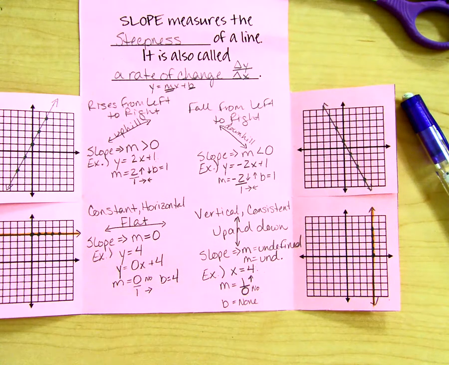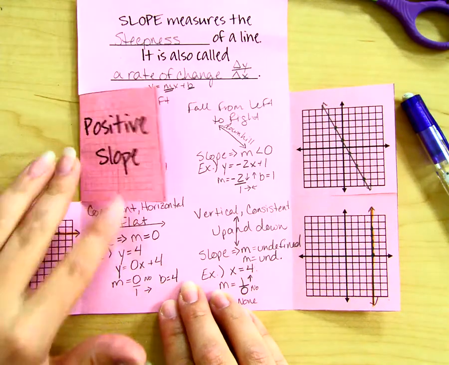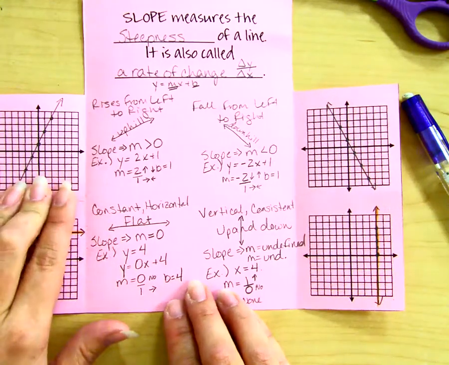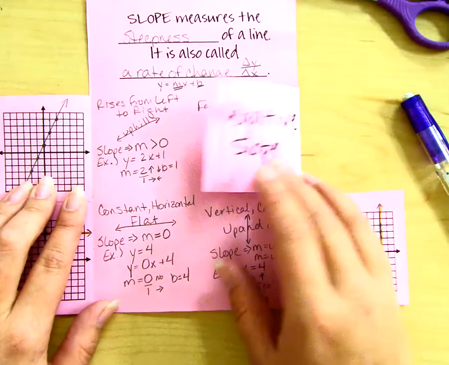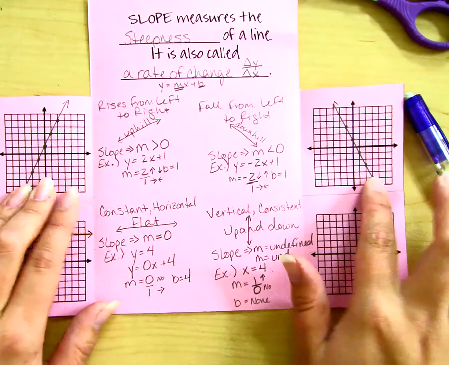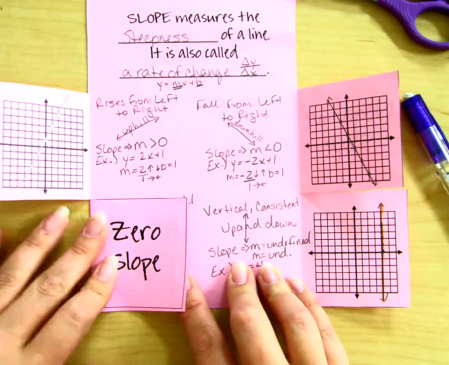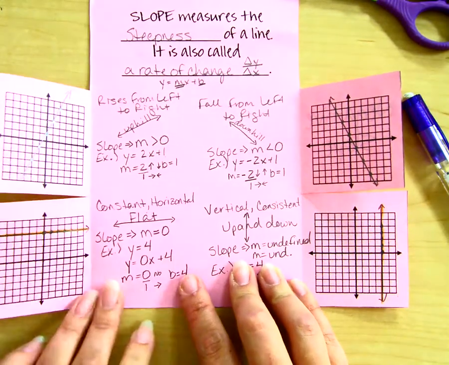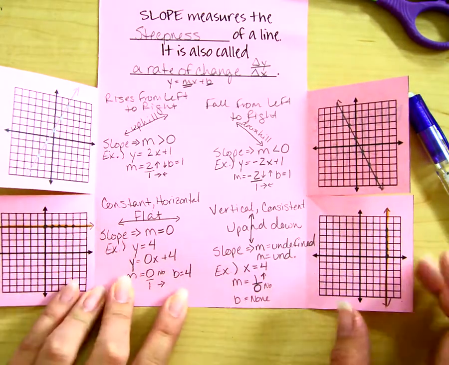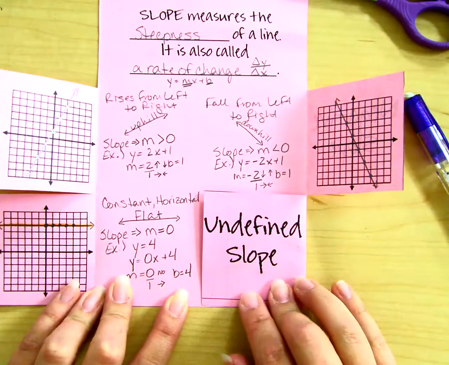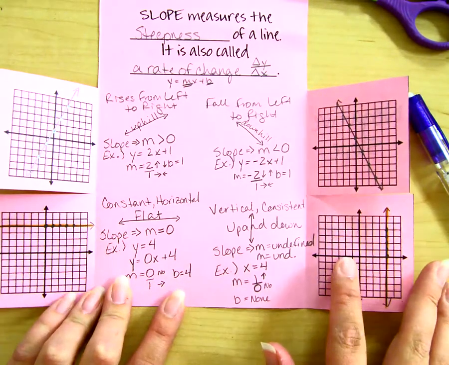So you have a positive slope that rises from left to right. You have a negative slope that falls from left to right. You have a zero slope that is a completely flat line that is horizontal, and you have an undefined slope that is a completely vertical line.